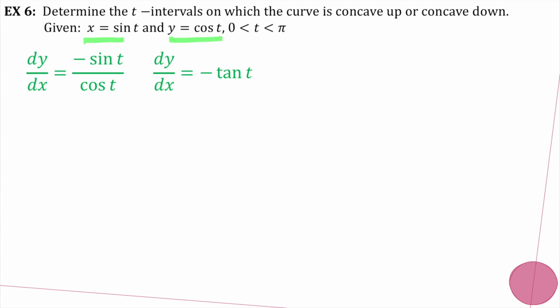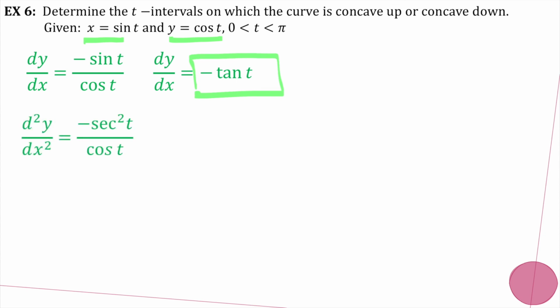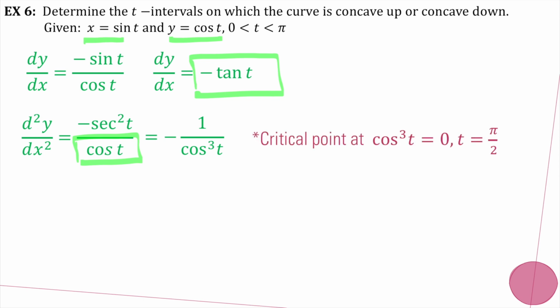And then to find the second derivative, we have to take the derivative of that, which is negative secant squared, over x prime again. Clean that up a bit. We've got negative 1 over cosine cubed t. Next step is to find the critical point. So cosine cubed t equals 0 at pi over 2. So that's my critical point.